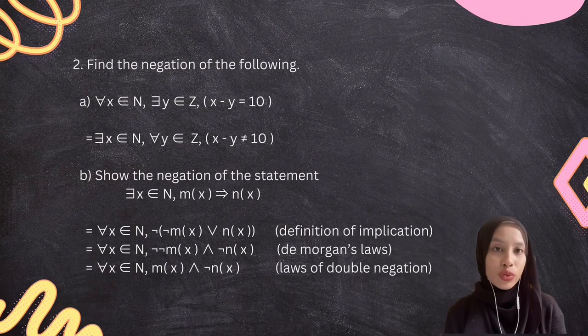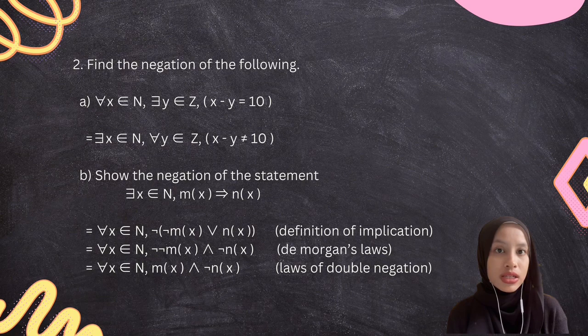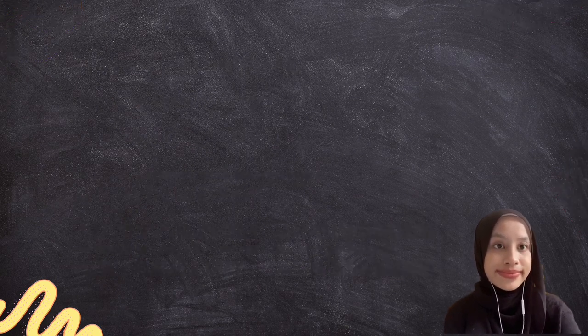Next, we will go to question number 2. The statement in symbolic form said, for every natural number x, there exists integer y, such that x minus y is equal to 10. So, its negation is, there exists natural number x for integer y, such that x minus y is not equal to 10.